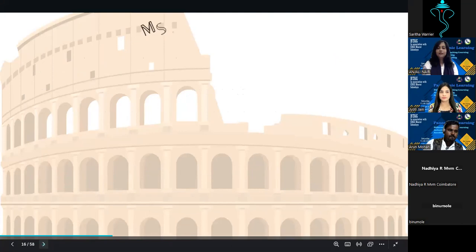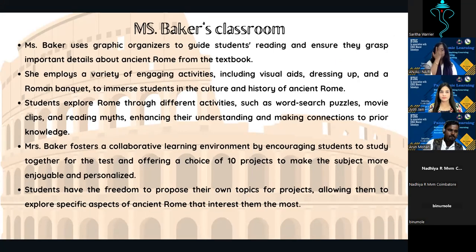Next, classroom number 2, Miss Baker's classroom. Now, Miss Baker uses graphic organizers to guide students' reading and ensure they grasp important details about ancient Rome from the textbook. She employs a variety of engaging activities, including visual aids, dressing up, and a Roman banquet to immerse students in the culture and history of ancient Rome. Students explore Rome through different activities such as word search puzzles, movie clips, reading myths, enhancing their understanding and making connections to prior knowledge.